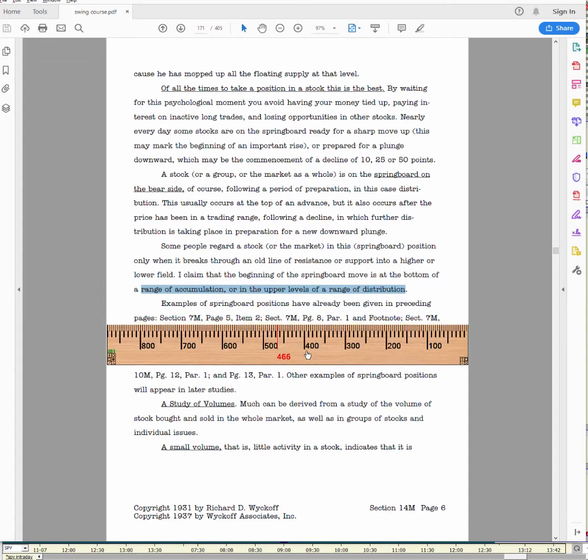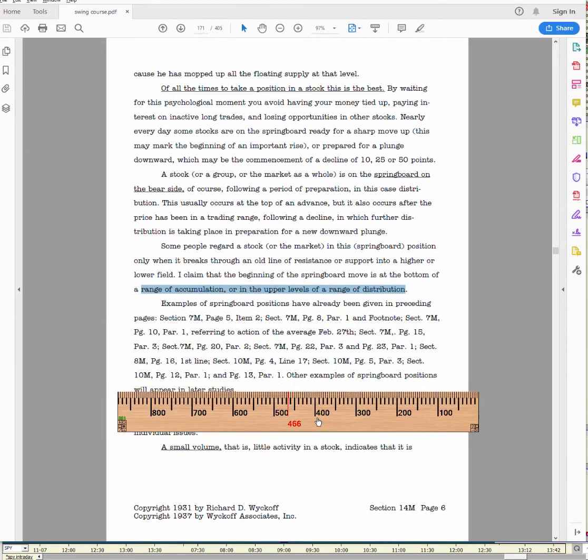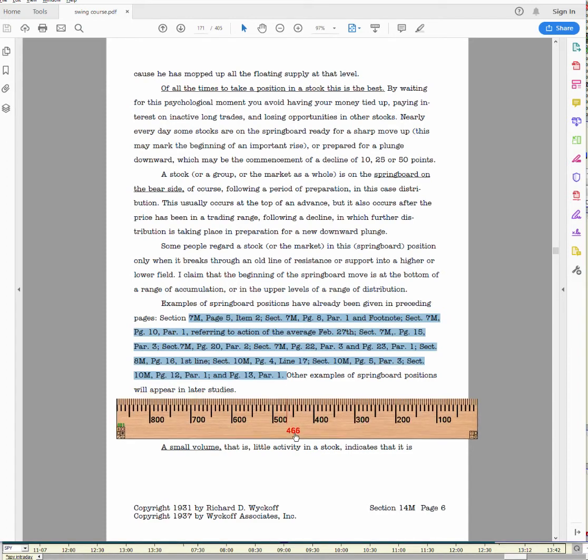Examples of springboard positions have already been given. I might go into every single one of these examples to clearly illustrate this, because if you can identify springboard positions and trade them, oh boy, if you can identify and trade springboard positions, which is the original real recommendation from Wyckoff.